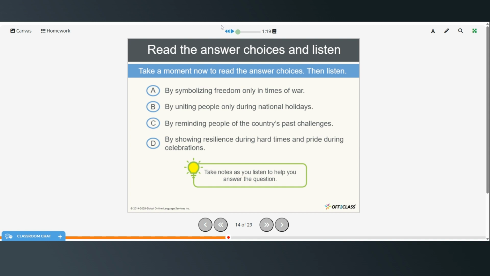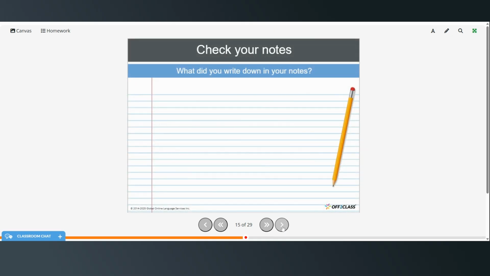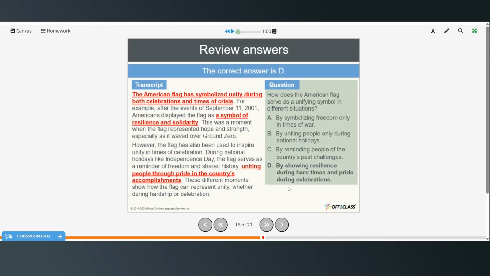Right. You can check your notes, choose the answer. So how does the American flag serve as a unifying symbol in different situations? The correct answer is D, by showing resilience during hard times and pride during celebrations.